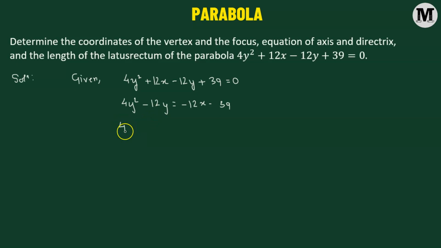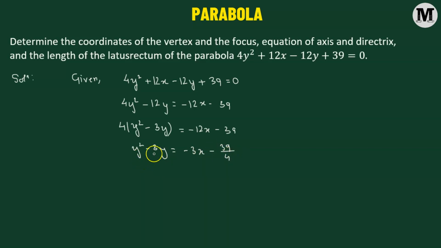Now let's take 4 as the common factor on the left hand side. So we have 4 times y squared minus 3y. That will be equal to negative 12x minus 39. Dividing both sides by 4, we get y squared minus 3y equals, so negative 12x divided by 4 will be negative 3x, so we get negative 3x minus 39 over 4.